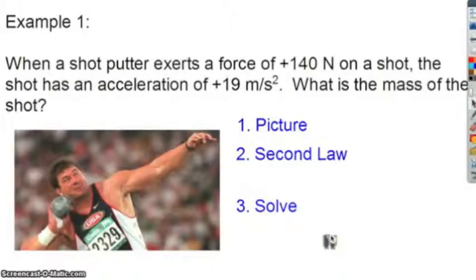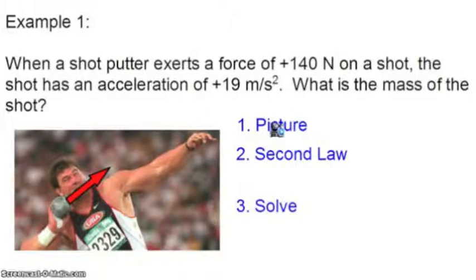All right, so if we look at a shot putter exerting a force on a shot, the shot has an acceleration of 19 meters per second squared, and we want to know what is the mass of the shot. We've got a picture here of a shot putter. Now just having a picture isn't going to help. We have to put the forces in on this. There we go. So the shot putter is putting a force forward on the shot put.